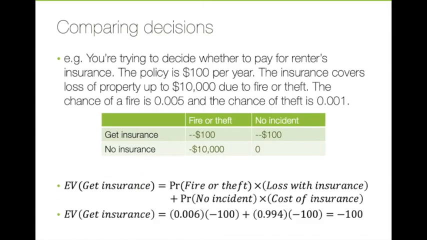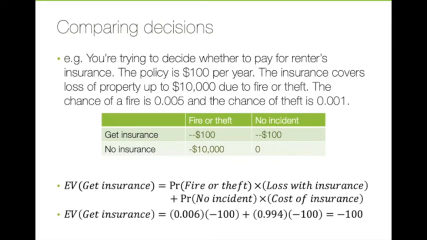Let's look at an example of how to use our expected value formula to compare 2 choices in a decision problem. Let's say you're trying to decide whether to pay for renter's insurance. You're told that the policy is $100 a year, and the insurance covers loss of property up to $10,000 if it's due to fire or theft. The chance of a fire happening is 0.005, and the chance of a theft happening is 0.001.